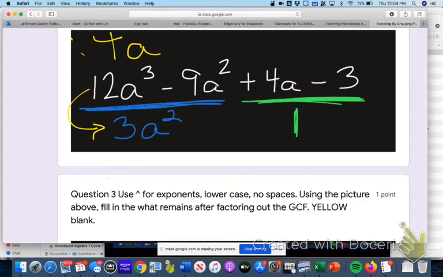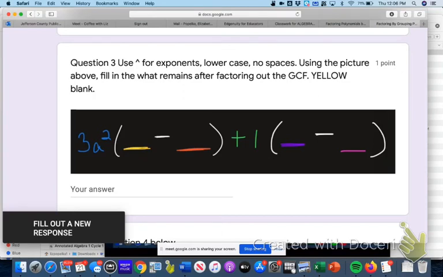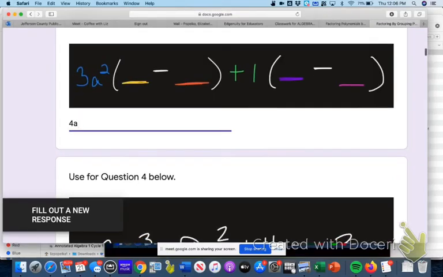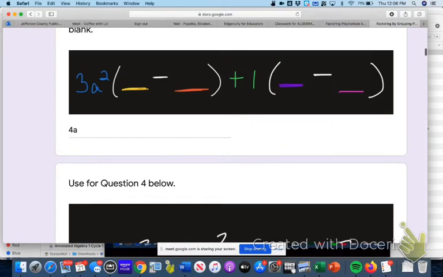So that's what the next question is asking you. It's asking you what's going to be left over out of that very first term. So we're going to scroll down, and we're going to type in 4A, because it's asking, after you pull out that 3A to the second, what's going to be left over in the first part right there? And that's going to be a 4A. Double check and make sure we're right. It didn't tell me keep trying, your brain's growing, so we know we're right.